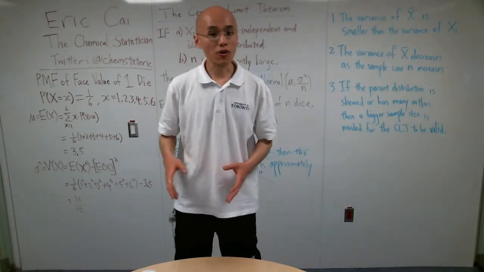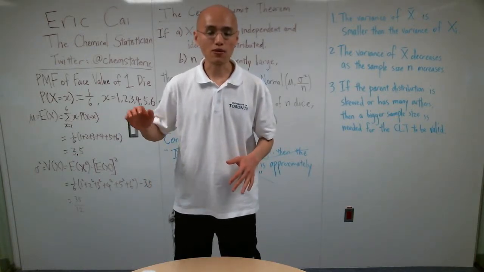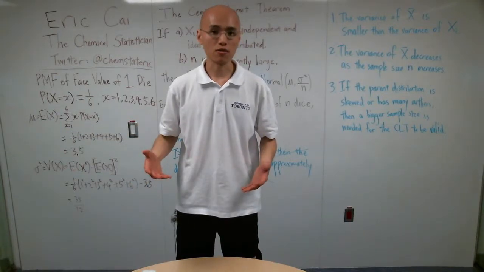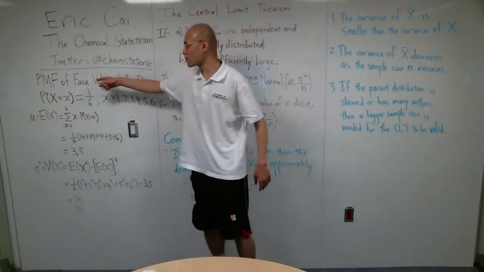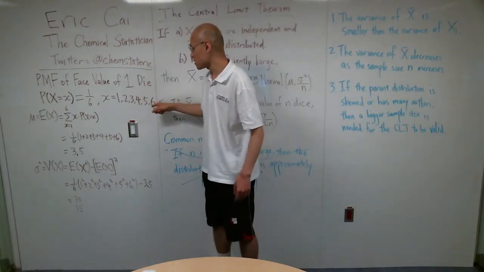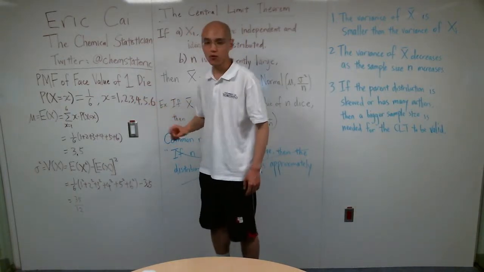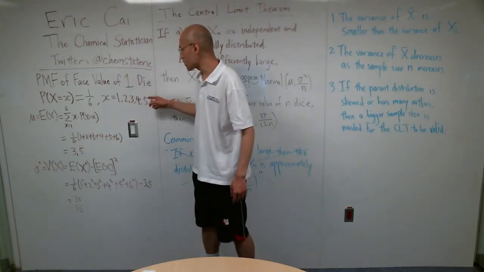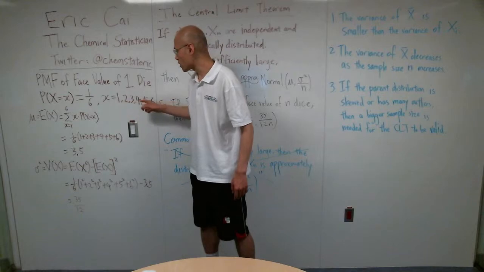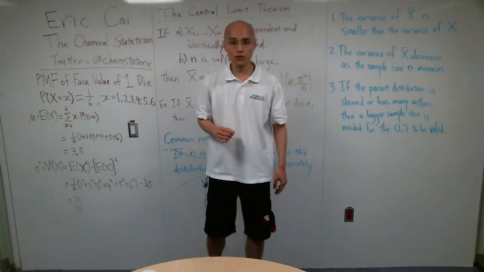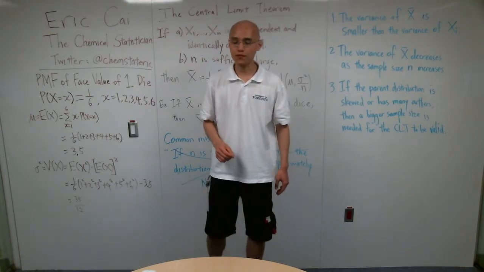To do that, we need to establish the expected value and variance from the parent distribution. So let's start with the probability mass function of the face value of one die. We have six values in the support set, 1, 2, 3, 4, 5, 6, and the probability of the face value taking on any one of these six values is 1 over 6. So it's a uniform multinomial distribution with 6 categories.